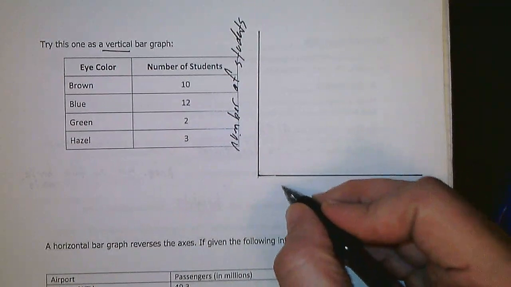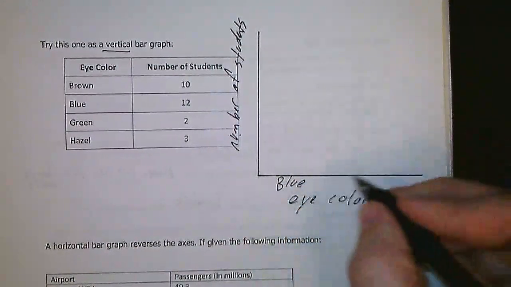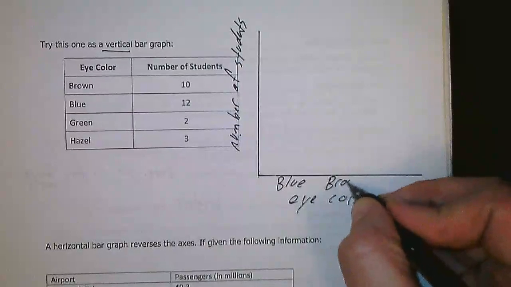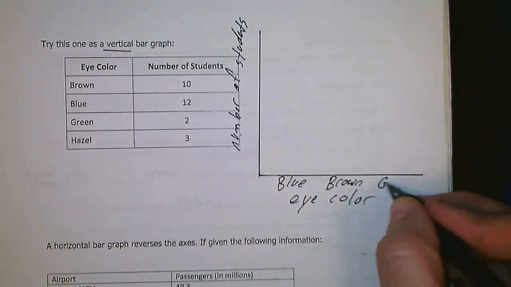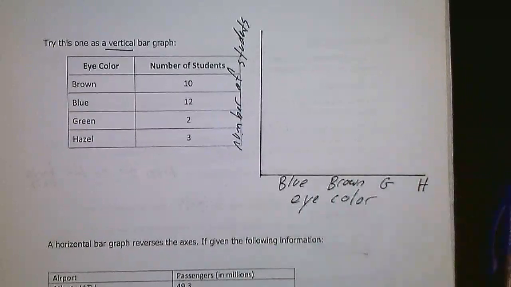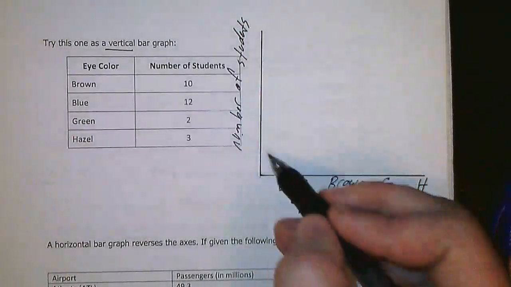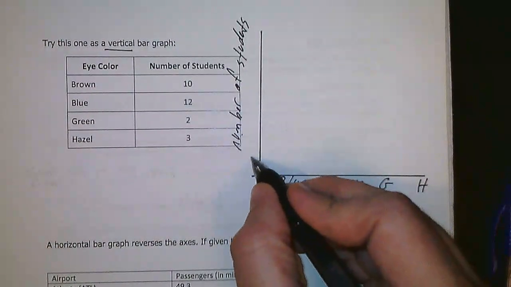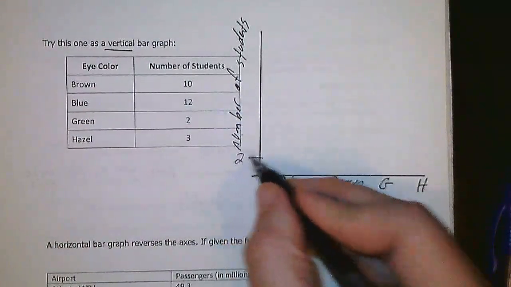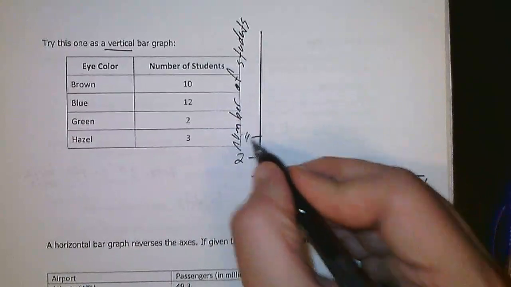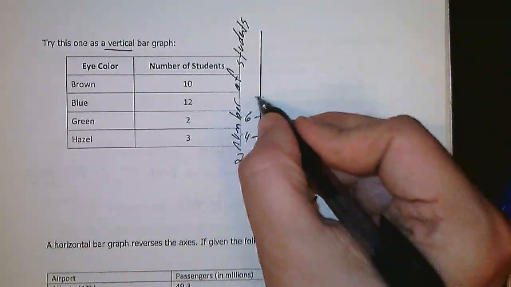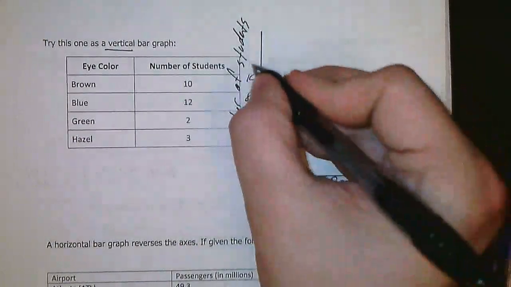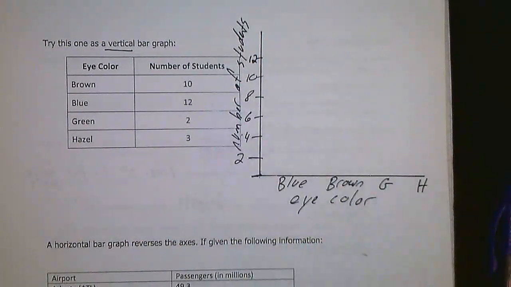So we're going to have students with blue eyes, students with brown eyes. I did those out of order. That's okay. Green and hazel. And then as we label the vertical axis, I want to start at 0. And then I don't have to number all the way to 12. I can kind of just number the evens: 2, 4, 6, 8, 10, and 12. And that way, if we get an odd number like hazel, we can start there.